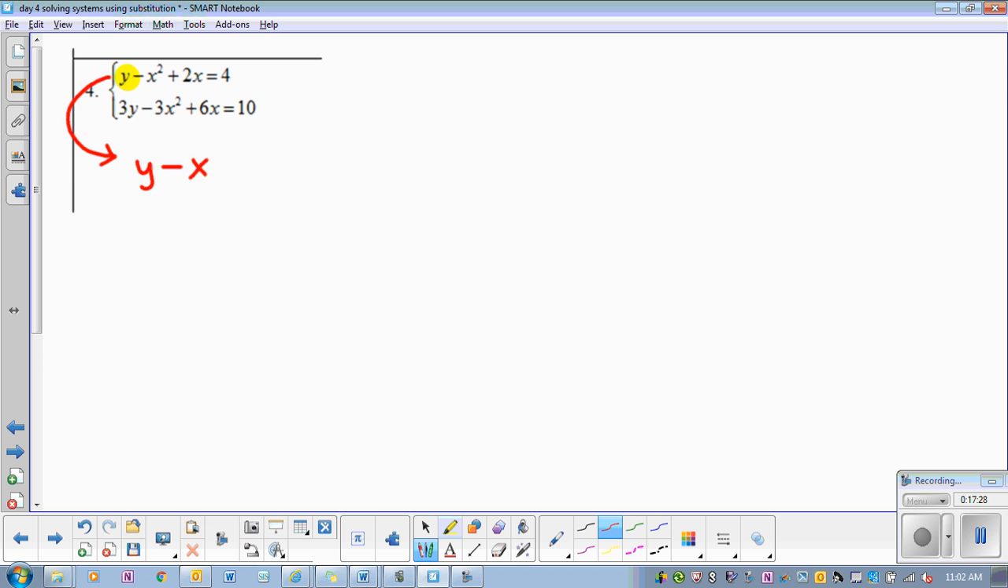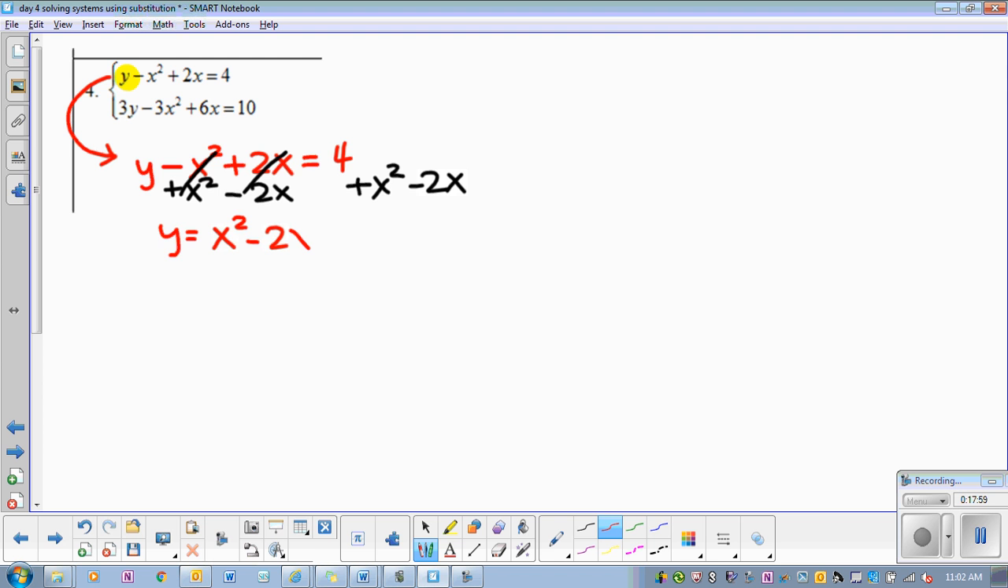So y minus x squared plus 2x equals 4. Okay? If I want to get this y all by itself, I need to move this x squared. Add the x squared. Subtract the 2x. Good. And do that on both sides. Add x squared minus 2x. Okay? So then now I have y equals, I'm going to put it in order. X squared minus 2x plus 4. I like putting things in standard form.